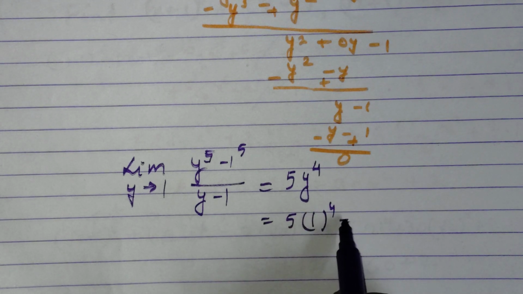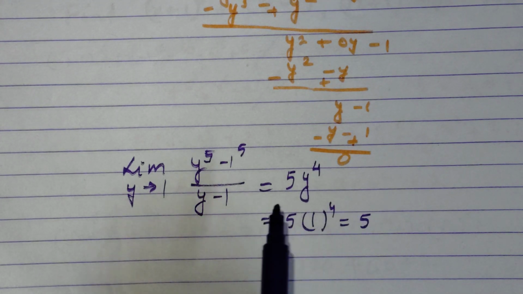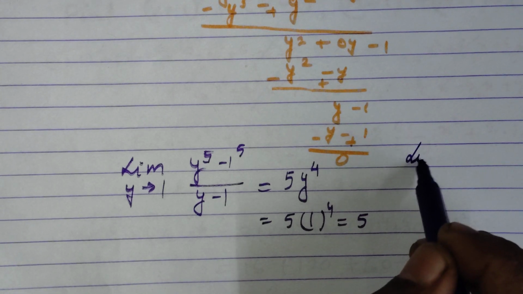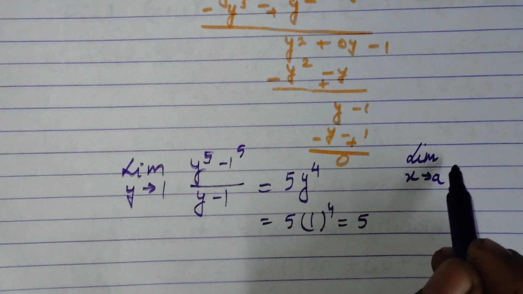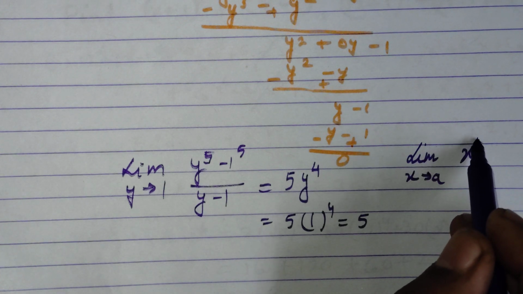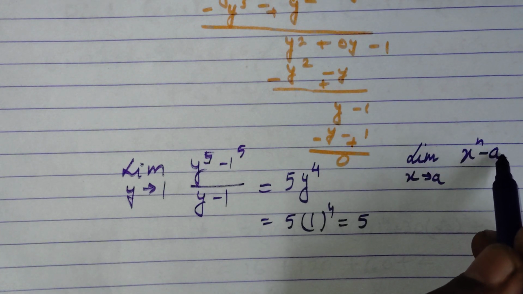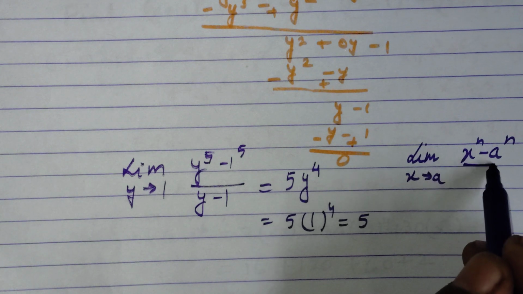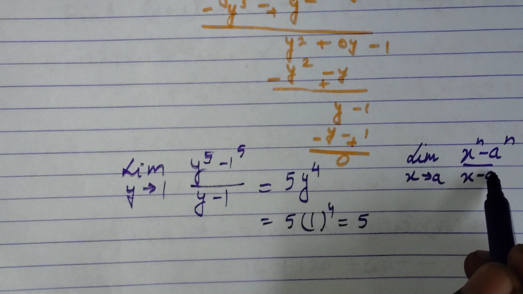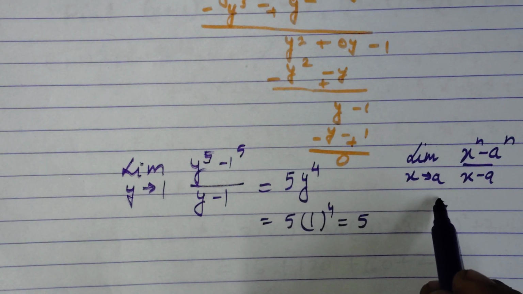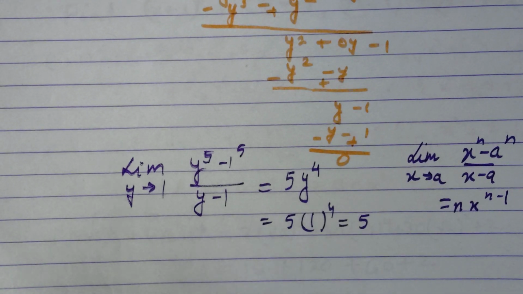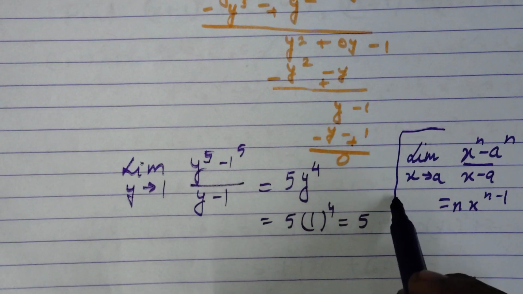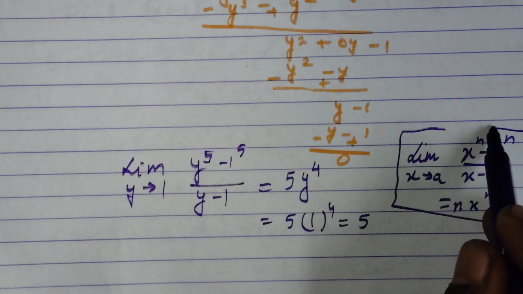It means 5 is the answer. This is the short method. So we can say limit x tends to a, (x^n - a^n)/(x - a), its value is n x^(n-1). This is the answer. According to this rule, this is called differentiation.